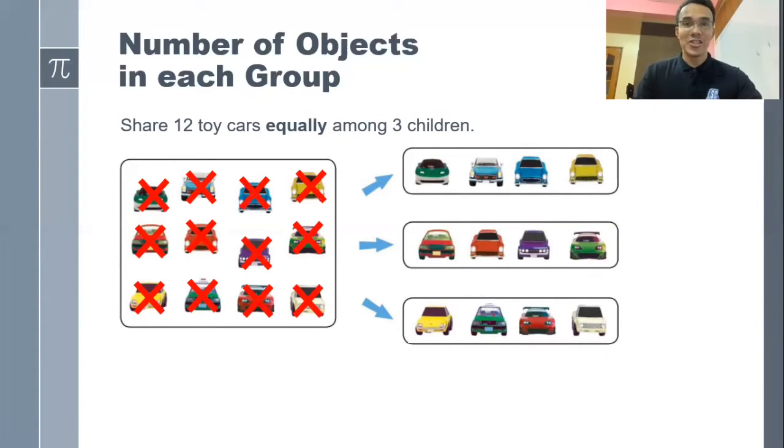Okay, let's check if there are equal number of objects in each group. In the first group, we have 1, 2, 3, 4 toy cars. The second group has also 4 toy cars. The third group has also 4 toy cars. Therefore, each child gets 4 toy cars.